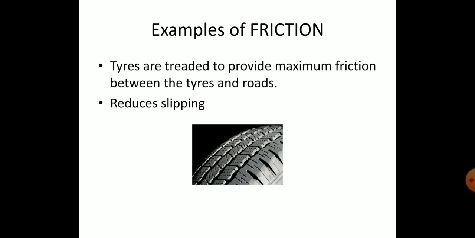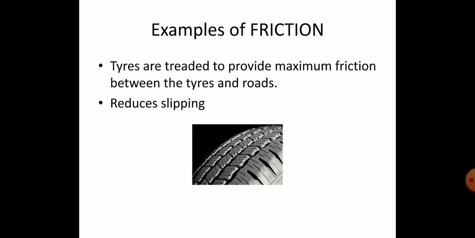Now for the examples of friction, we can see the tires. The tires are treaded. Treaded means small designs, or small pores. Pores means small depths, designs. All these designs are called treads. So the tires are treaded. Treaded means the design is put on like this to provide maximum friction.